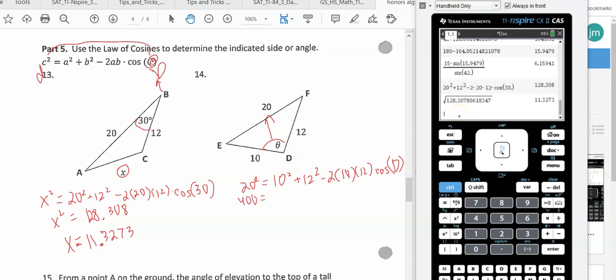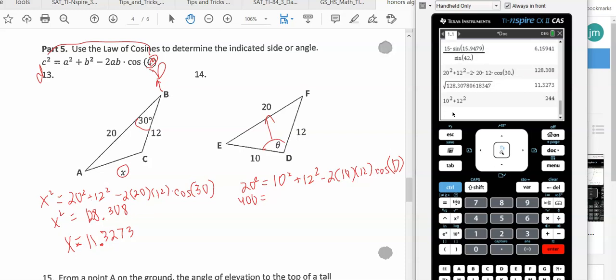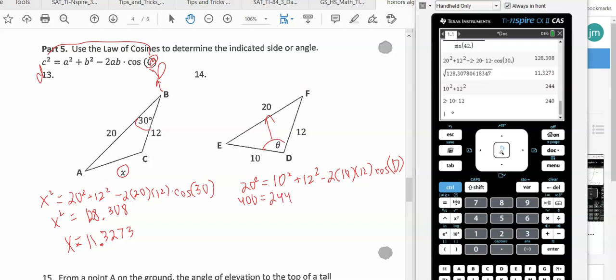Simplify it. 400 equals, let's see, 10 squared plus 12 squared. You might know that without a calculator, which is great. What is 2 times 10 times 12? I guess I've got 244 minus 240 times the cosine of D there. Okay, remember, you cannot just subtract those two. 240 is being multiplied by the cosine, so you have to subtract 244. You always subtract first. So subtract 244.